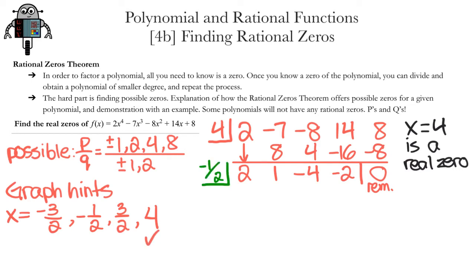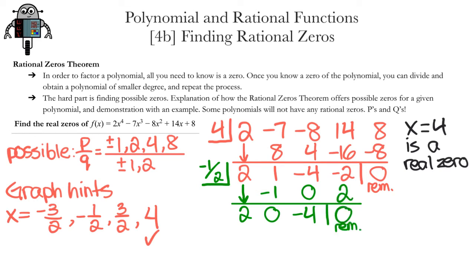Let's do negative 1 half next. Sometimes when numbers come in pairs, they're actually irrational, not rational. Let's put negative 1 half in the box, draw a horizontal line, and drop down the 2. And here we go. 2 times negative 1 half is negative 1. Add to get 0. 0 times negative 1 half is 0. Add to get negative 4. Negative 4 times negative 1 half is 2. We get a remainder of 0 again. Thus, negative 1 half is a real 0 of this function.